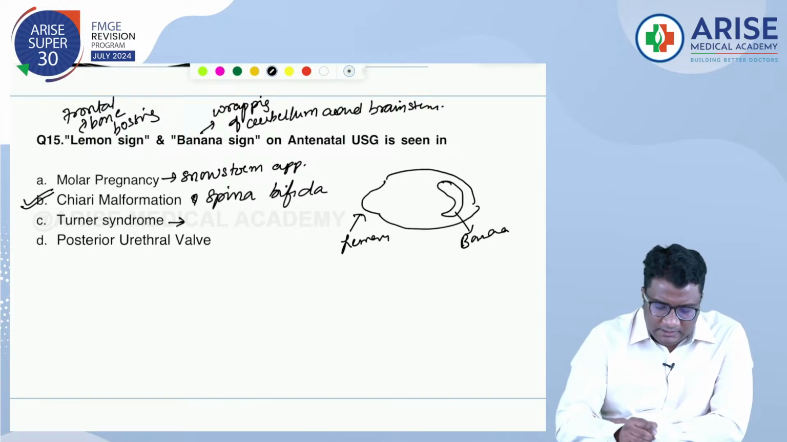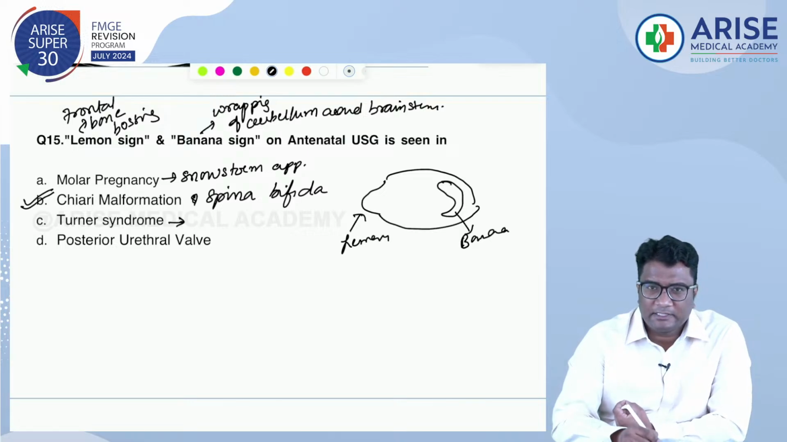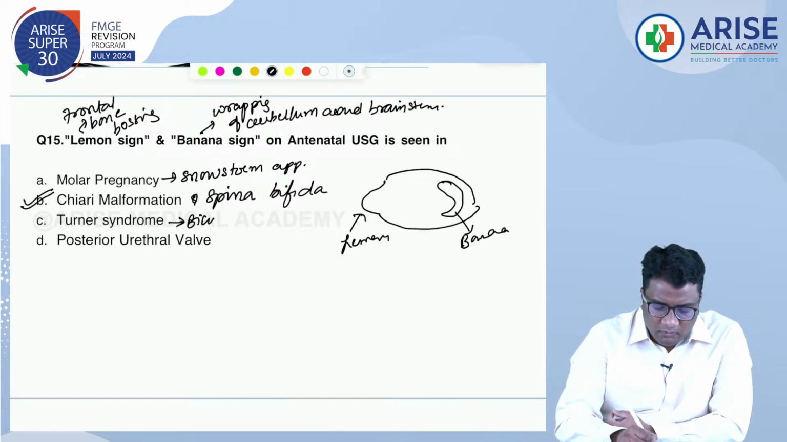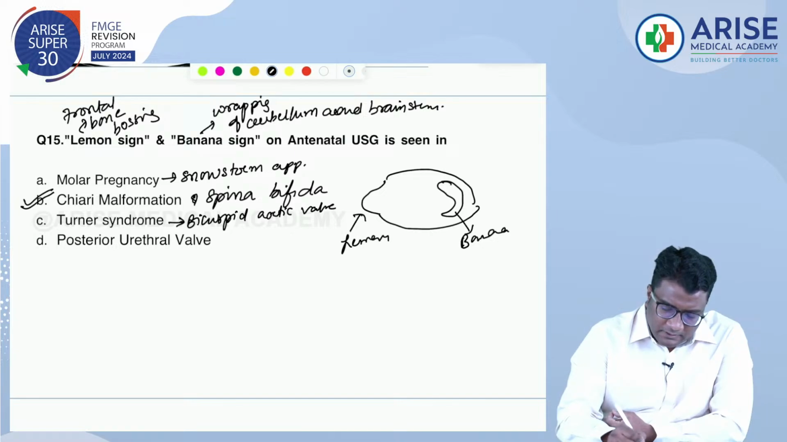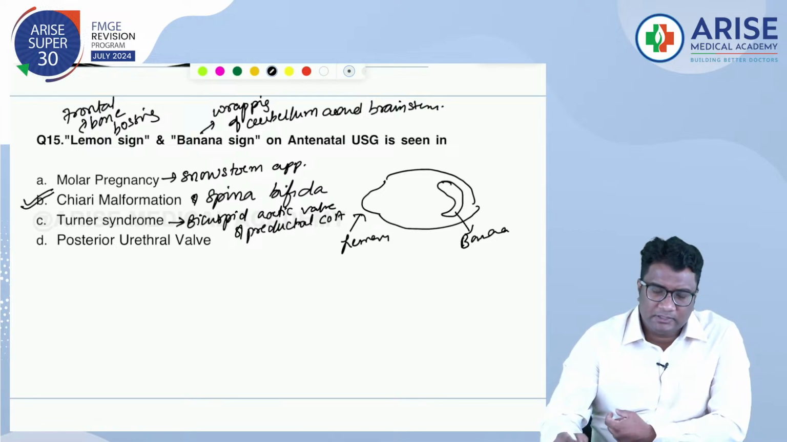Some important things in Turner syndrome. Remember, you will see some classic cardiovascular manifestations. You see bicuspid aortic valve and preductal coarctation of aorta. This is with Turner syndrome.